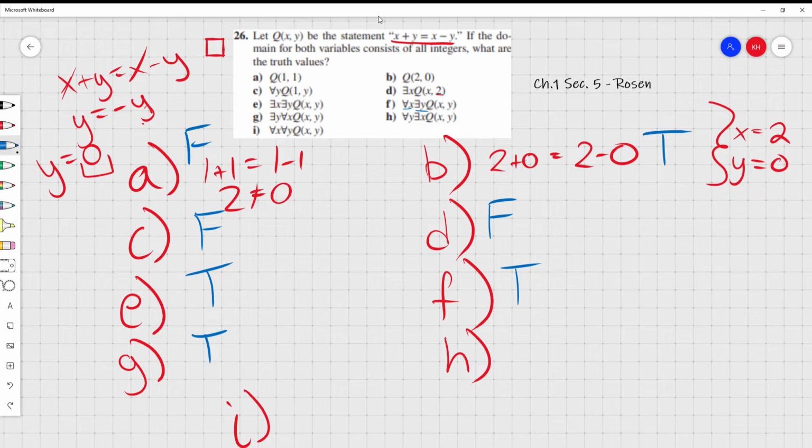H, for all y, there exists an x such that Q(x, y) is true. Going along the same lines, we've proven that y equals 0 is the only possible solution. So if we cycle through every single y possible, we're going to hit a non-zero number. So H is going to be false. I, for all x and all y, Q(x, y).